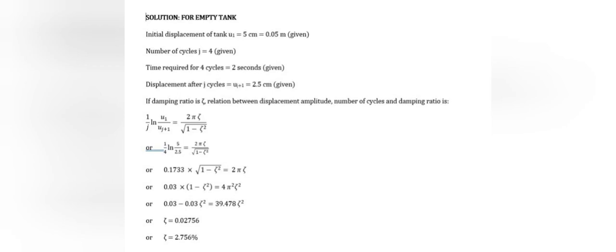We cross multiply both sides, we get 0.1733 into square root of 1 minus zeta square is equal to 2 pi zeta. Squaring both sides, we get 0.03 into 1 minus zeta square is equal to 4 pi square zeta square. When we solve this, we get zeta is equal to 0.02756, that is 2.756%.